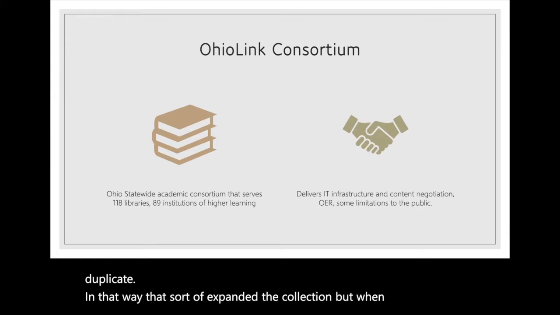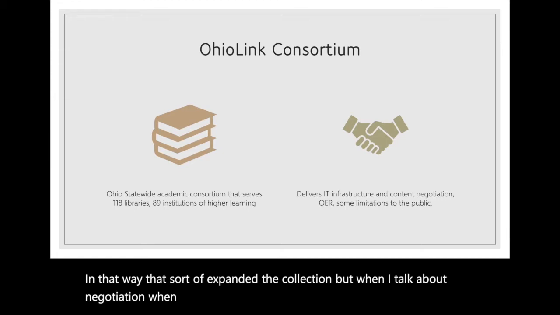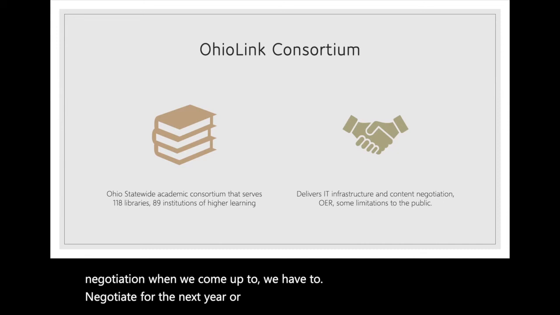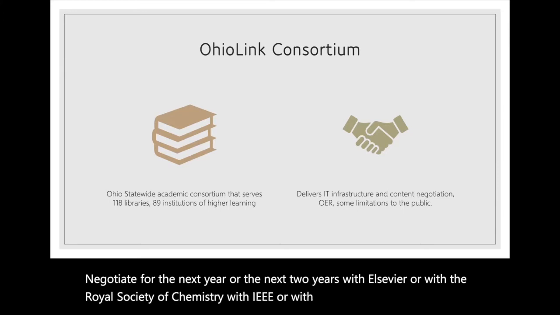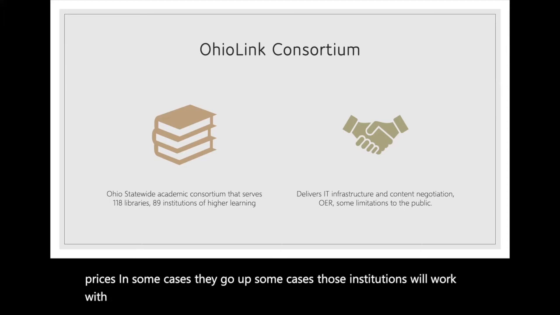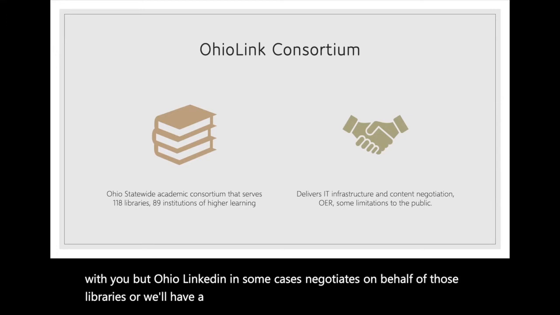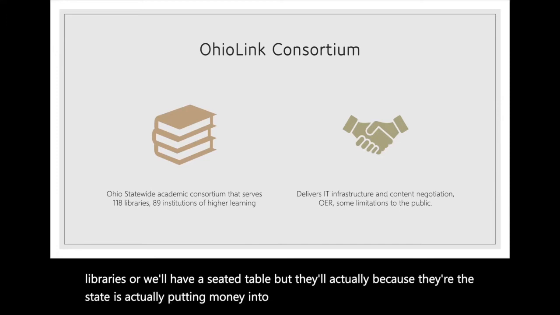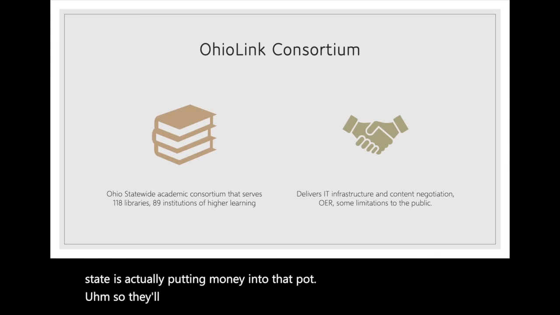But when I talk about negotiation, we have to negotiate for the next year or the next 2 years with Elsevier, or with the Royal Society of Chemistry, or with IEEE, or with ACM, to get new subscription prices. In some cases, they go up. Some cases, those institutions will work with you. But OhioLink, in some cases, negotiates on behalf of those libraries, or we'll have a seat at the table, because the state is actually putting money into that pot also. So they'll try to drive the cost down.